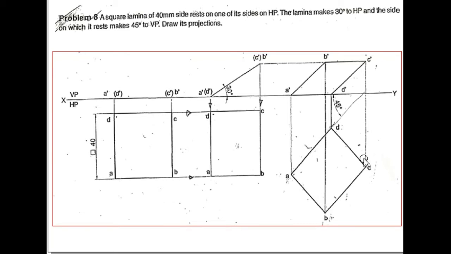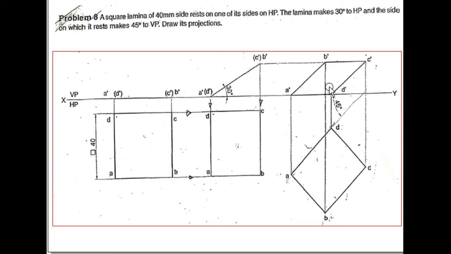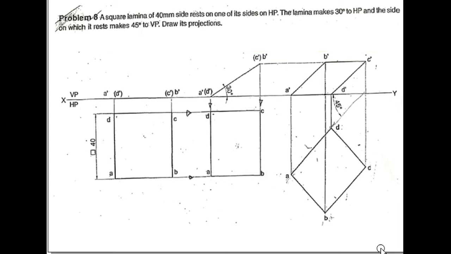Next, it is projected upward. So A dash, B dash, D dash, C dash. So mark all the four corner points and join them to get the final front view of a square lamina which is inclined with respect to HP plane as well as VP plane. This is how the problem will be solved based upon the inputs that are given.